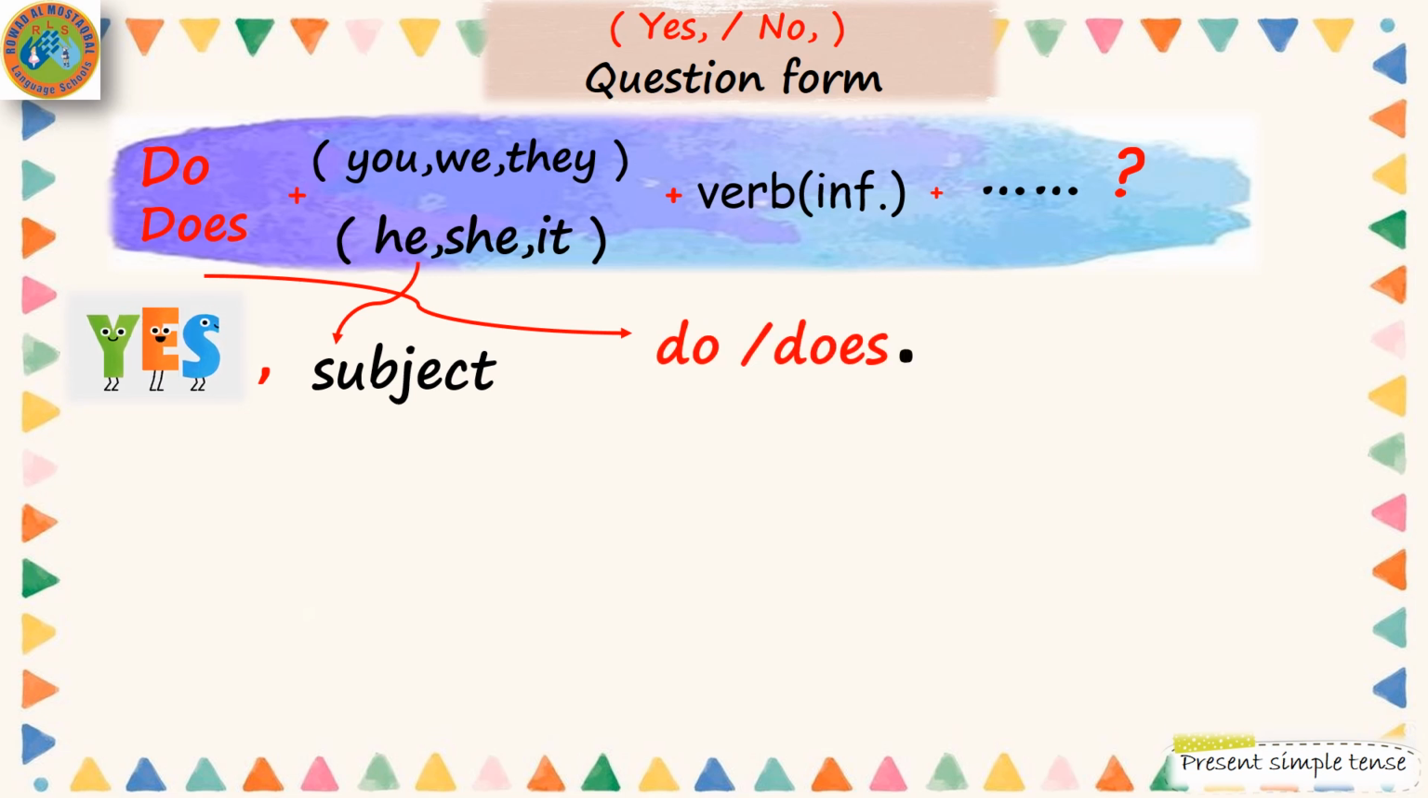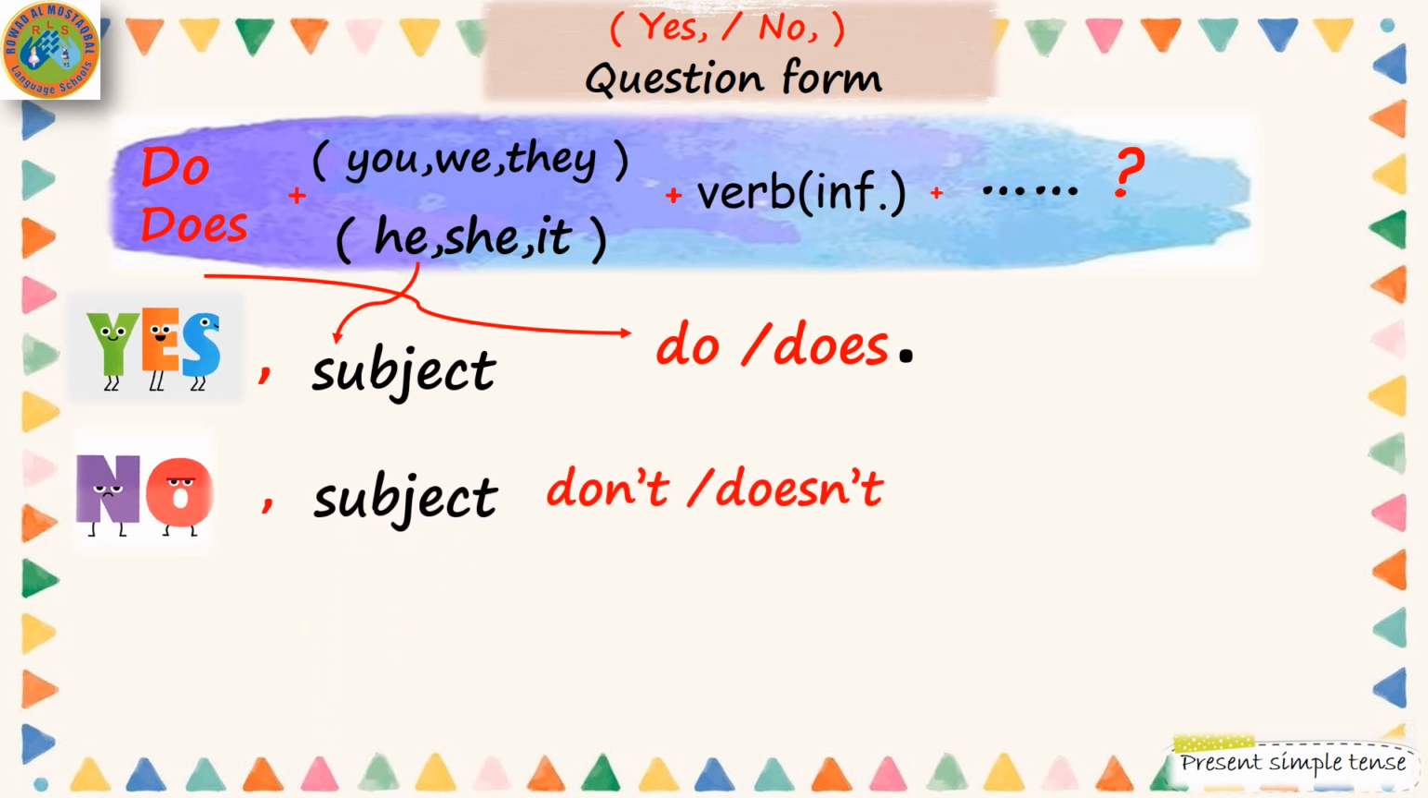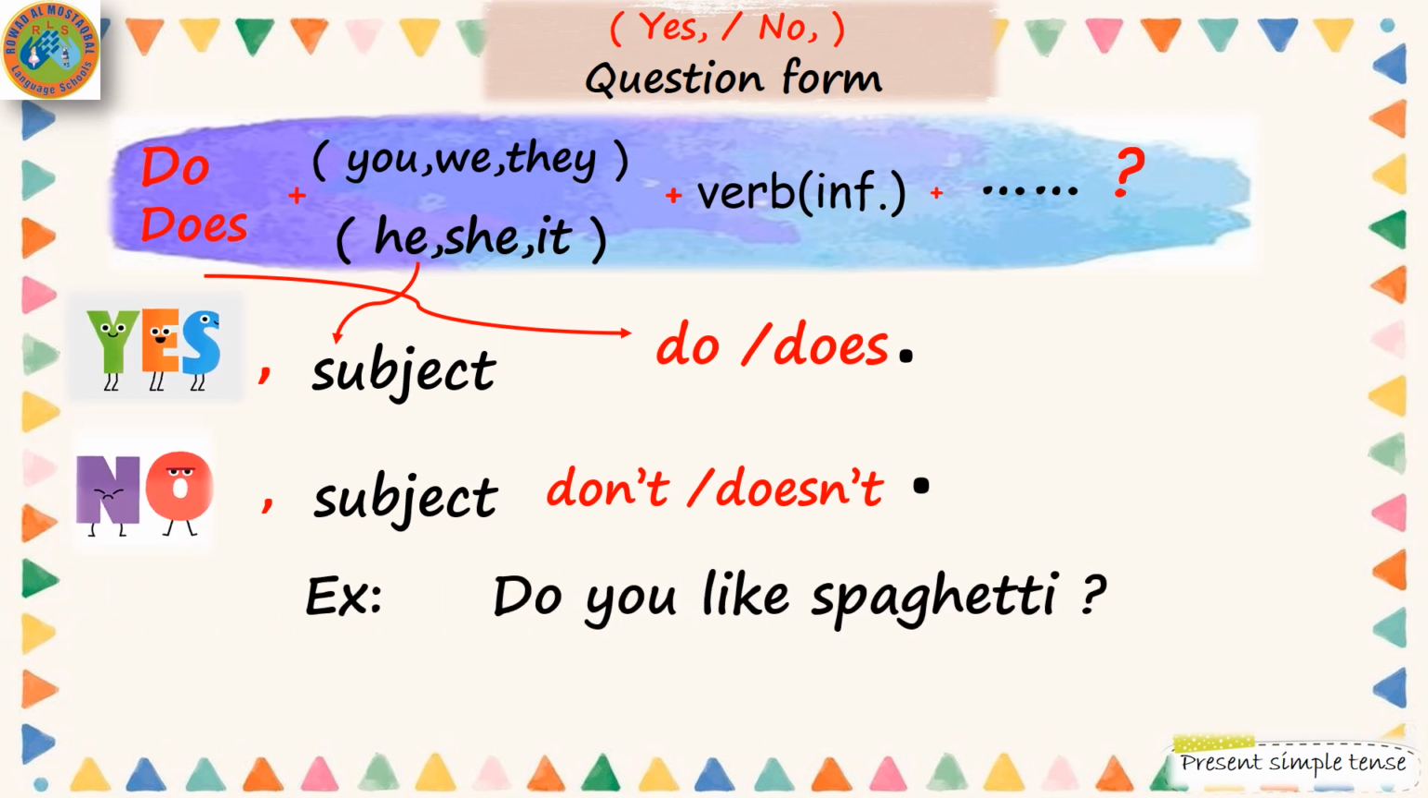If I answer with no, after no I will put a comma. Then I will make a cross and I will put the subject. Then I will put don't or doesn't. No means put not. And don't forget the full stop. For example, do you like spaghetti?